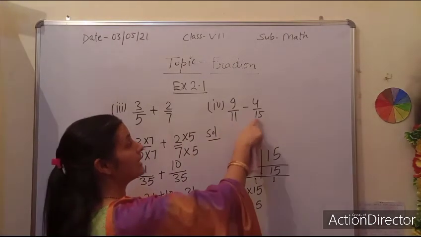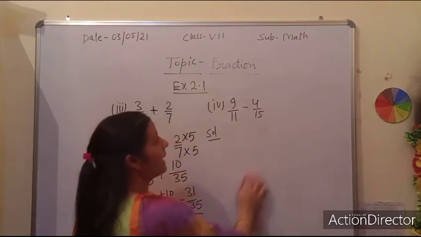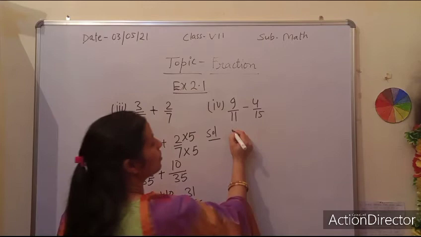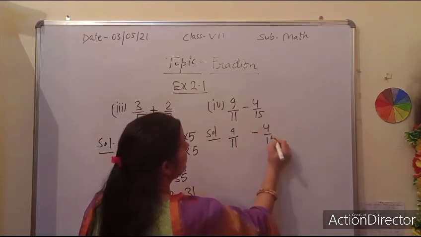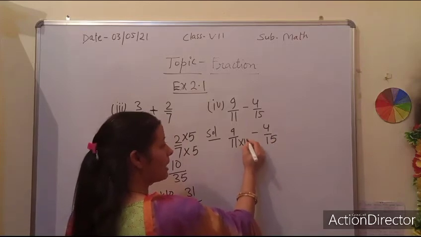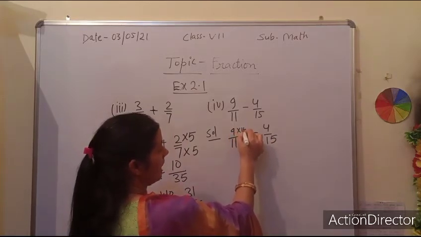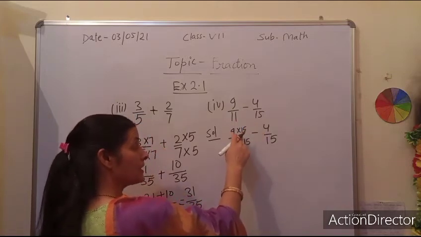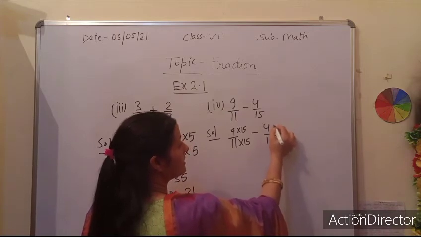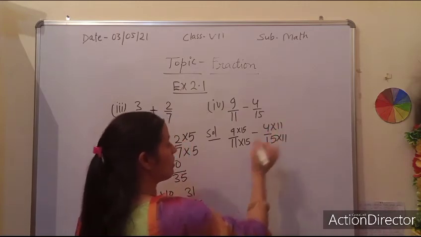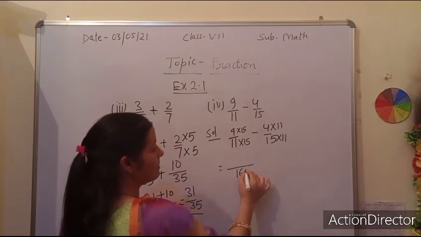Now we have to make these denominators 165 to add or subtract the fractions. So how to make 9 upon 11 minus 4 upon 15? If I multiply 11 by 15, then definitely I will get 165. So I have to multiply the numerator by the same number. Again we will multiply this denominator with 11 and the numerator also with 11. Now look here. It will become 165.